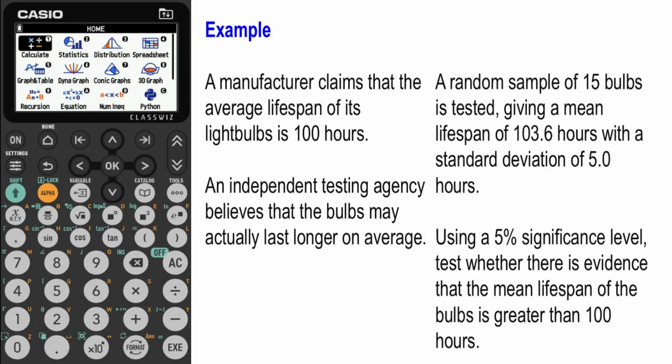A manufacturer claims that the average lifespan of its light bulbs is 100 hours. An independent testing agency believes that the bulbs may actually last longer on average. A random sample of 15 bulbs is tested, giving a mean lifespan of 103.6 hours with a standard deviation of 5 hours. Using a 5% significance level, test whether there is evidence that the mean lifespan of the bulbs is greater than 100 hours.